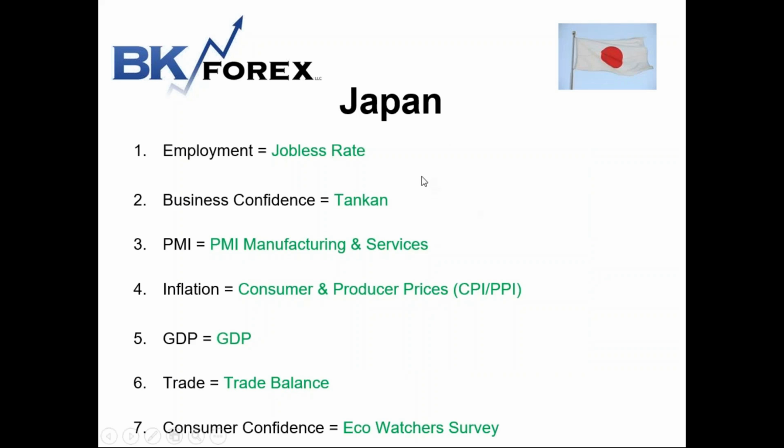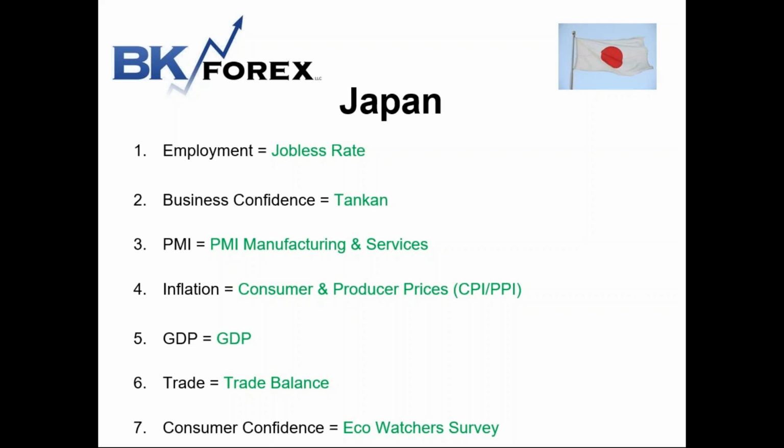In terms of Japanese data, it's really not all that market moving. But if there are numbers to focus on, it should be the Japanese employment report, the Tankan survey, the PMI report, the inflation numbers, GDP numbers. But generally speaking, dollar-yen primarily moves on how the market feels about the U.S. dollar. And the crosses like euro-yen, pound-yen react based on how the market feels about dollar-yen and maybe the euro or the British pound.